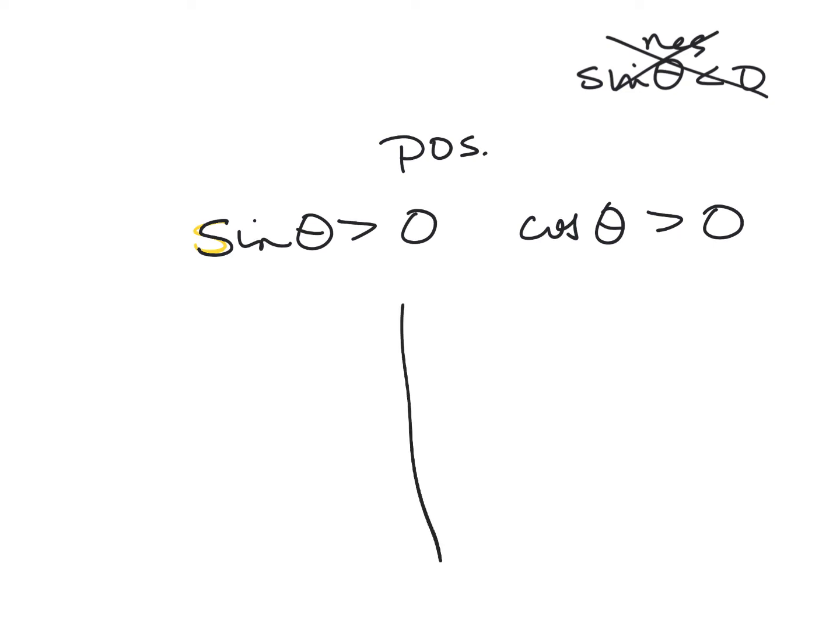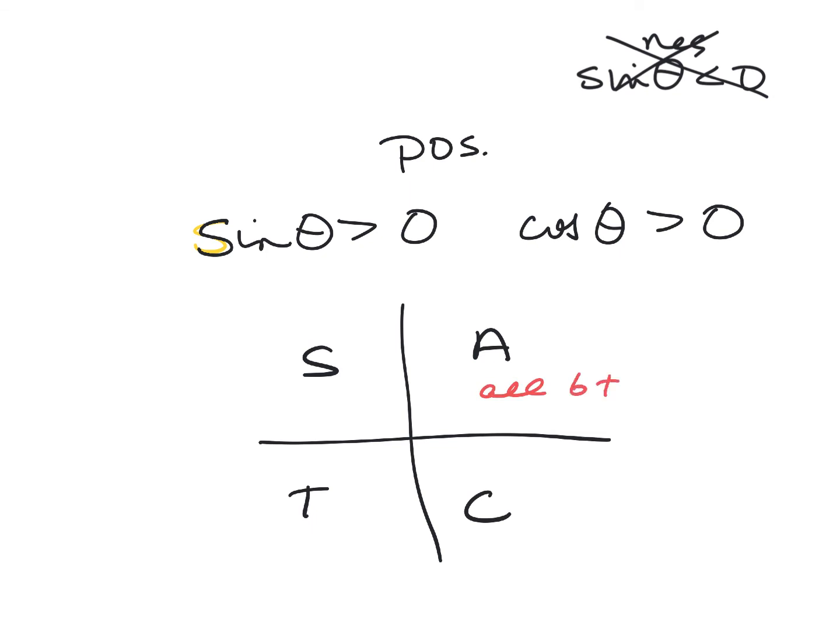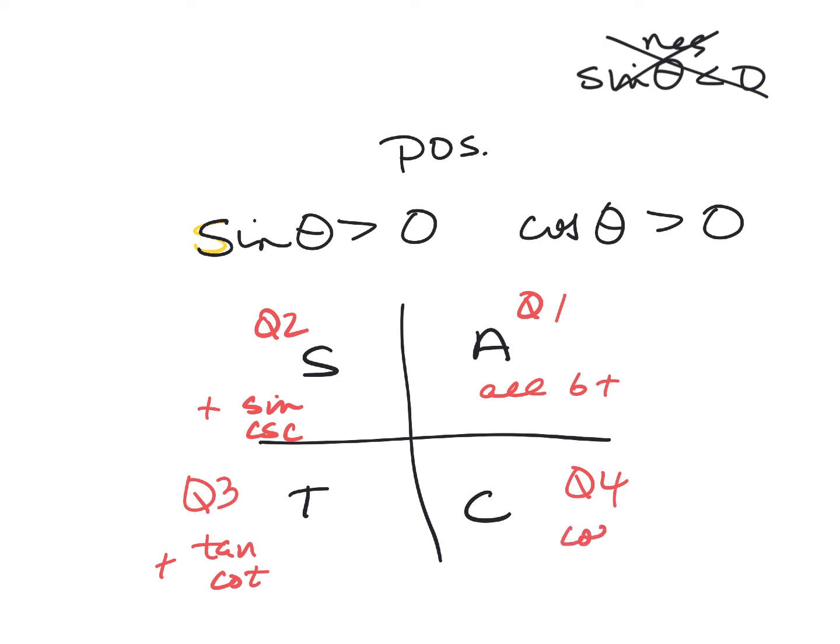So here's how we do this. All students take calculus. So remember, in quadrant 1, all 6 are positive. In quadrant 2, the only ones that are positive are sine and cosecant. In quadrant 3, tangent and cotangent are the only ones that are positive. And then in quadrant 4, it's going to be cosine and its reciprocal secant that are positive.